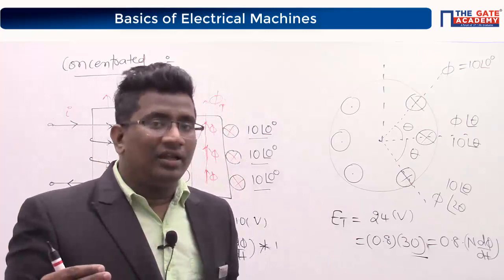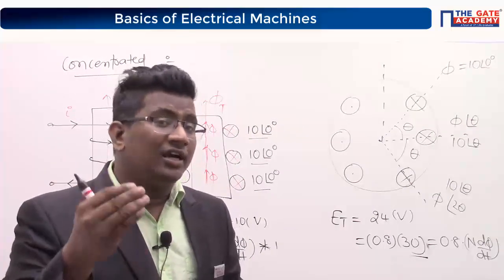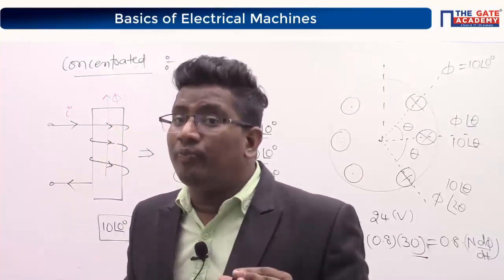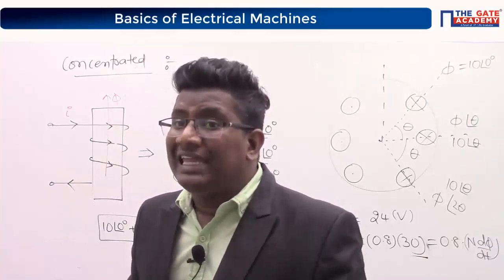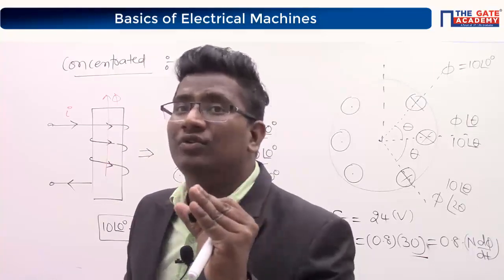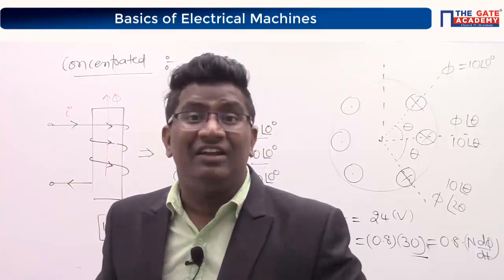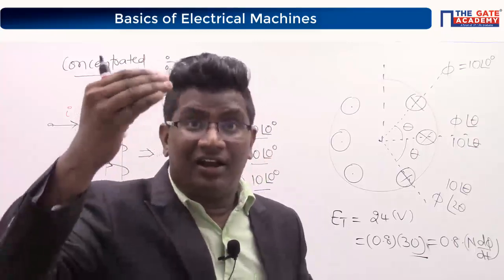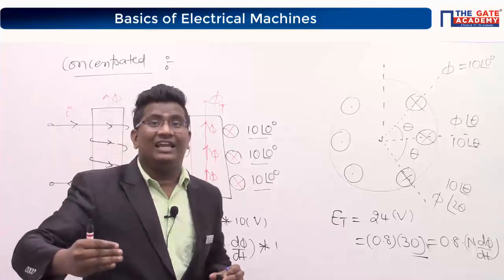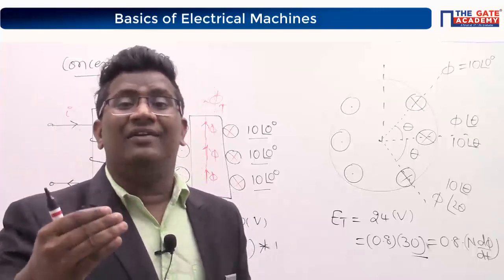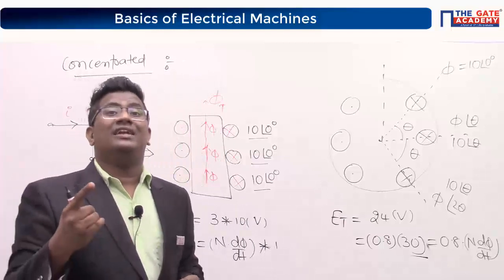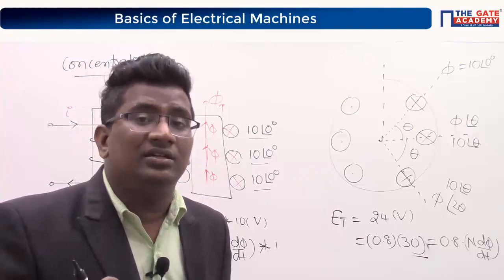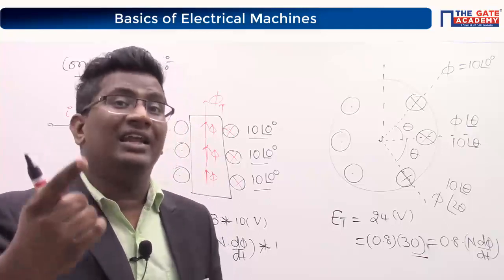Now you tell me. Have you heard about the EMF equation, E is equal to 4.44 f T kw, where kw is the winding factor? Now you tell me, for a concentrated winding, what is the winding factor? How much? 1.